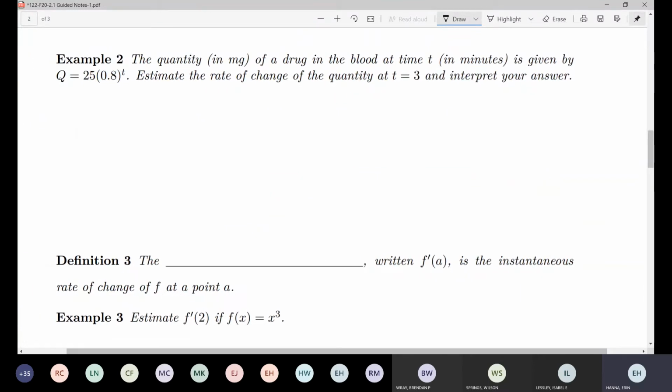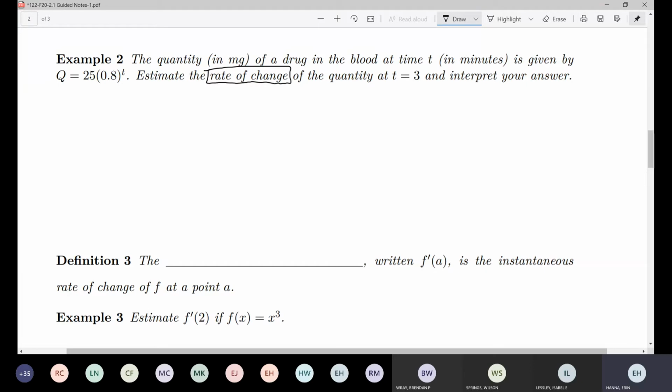So say we have that the quantity in milligrams of a drug in the blood at time t is given by Q equals 25 times 0.8 to the t. Estimate the rate of change. So again, sometimes they don't use the word instantaneous. So estimate the rate of change of the quantity at t equals 3 and interpret your answer.